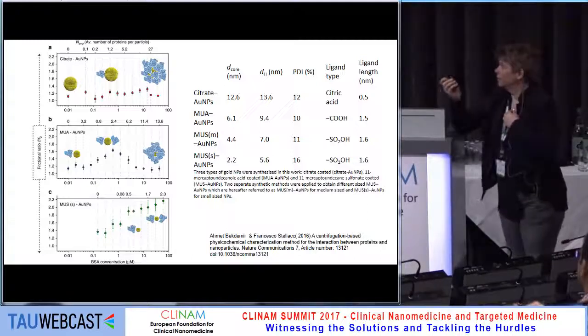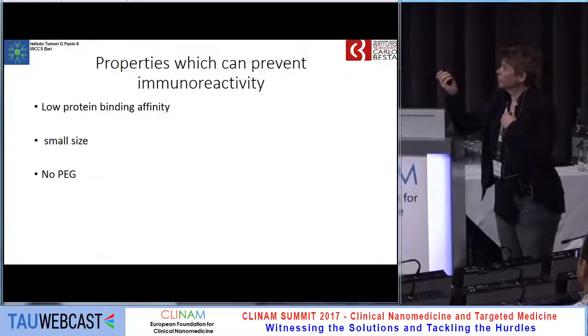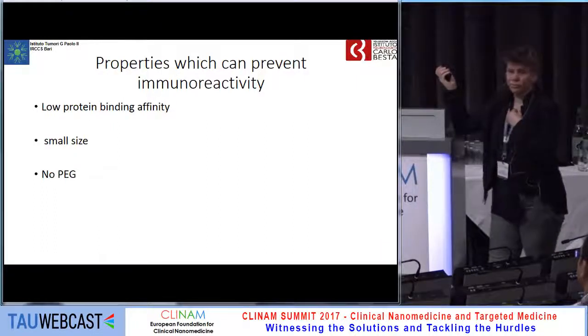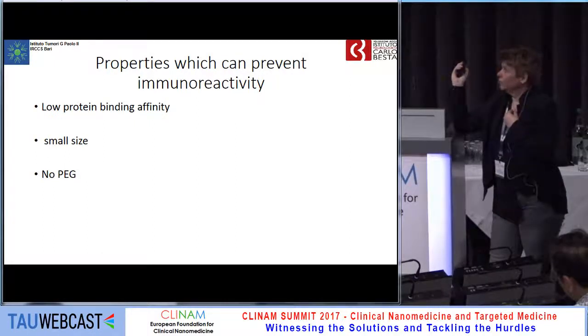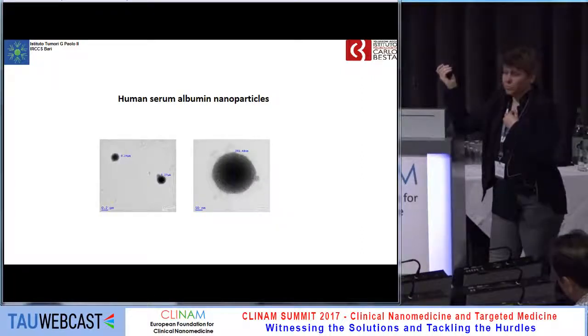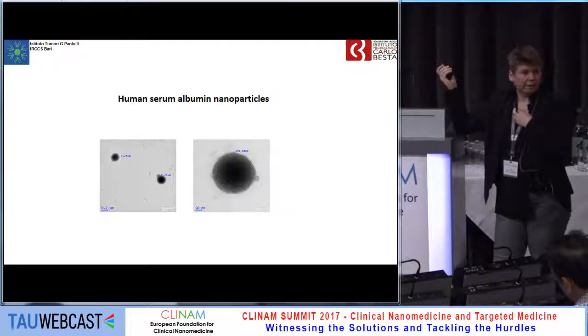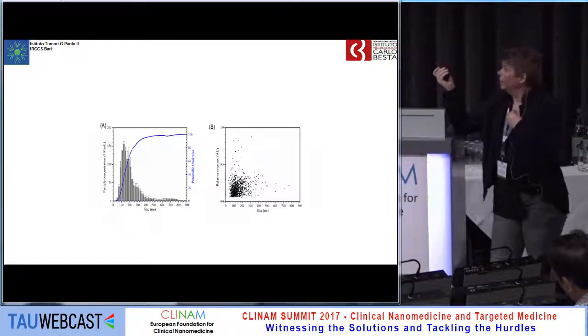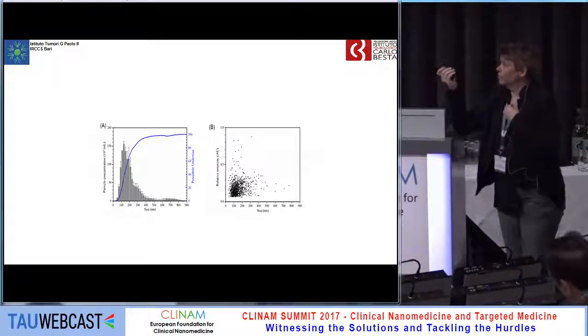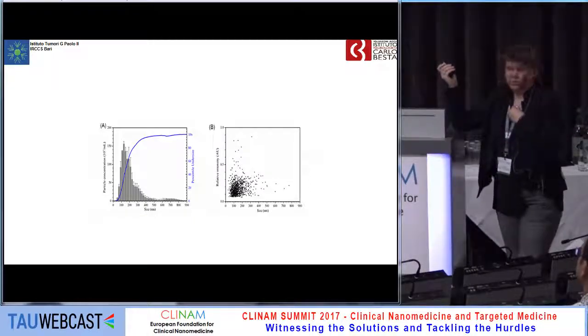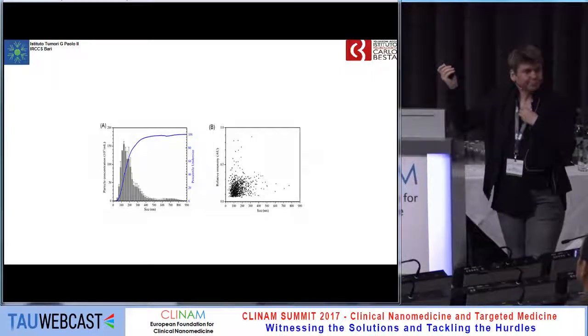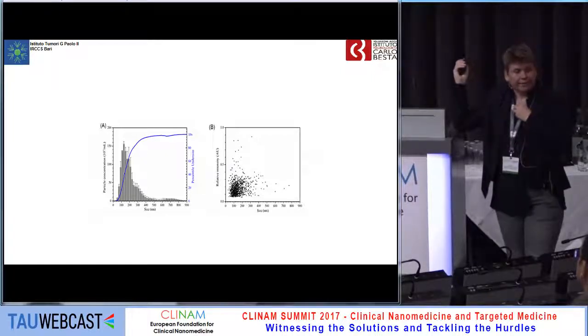But size is not the only thing which matters. As I said, small size seems to be an indicator to prevent kappa, but we also did experiments with human serum albumin particles, and they were not small. They usually have 100 to 300 nanometers, with an average diameter of something like 200. And they are not small.